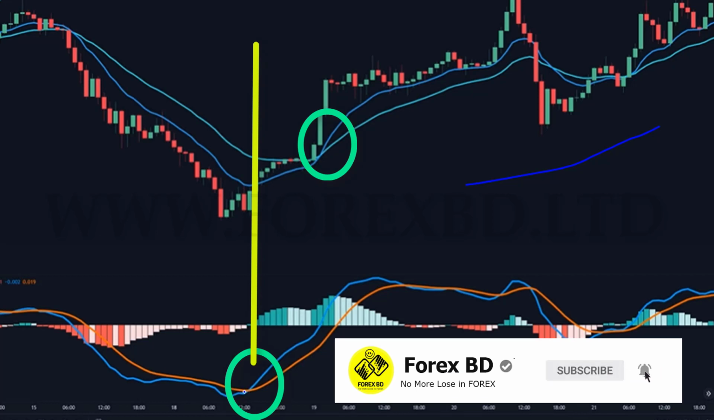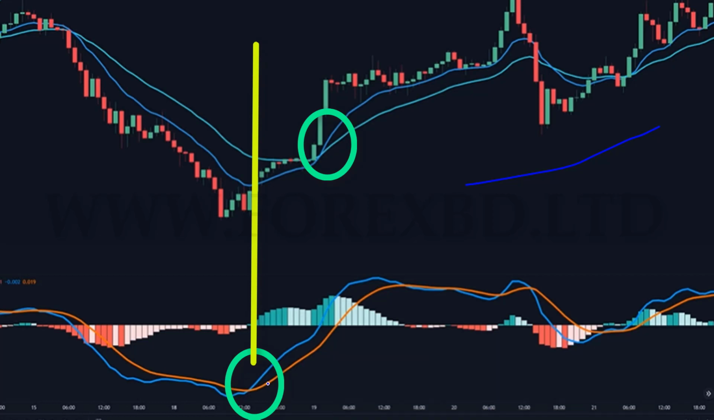In the moving average, one line has to cross the other line. In the same way, in the MACD strategy, the MACD line has to cross the signal line. But in this case, MACD is much better. You can easily take entry from here and make a profit.